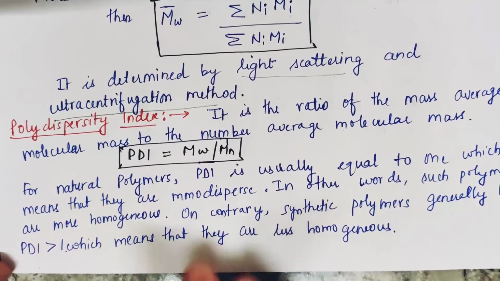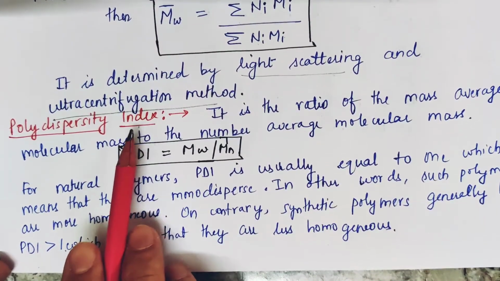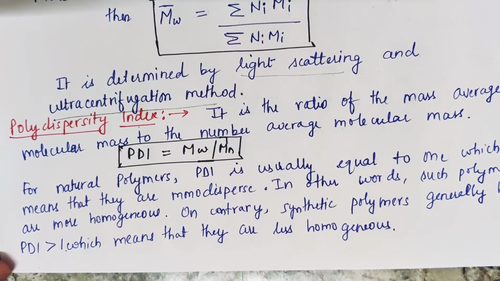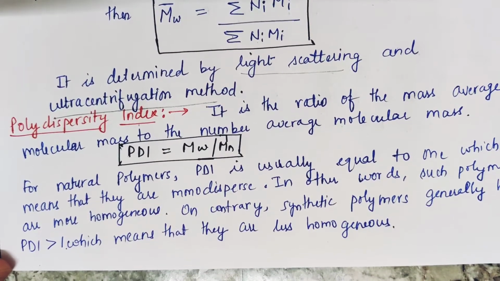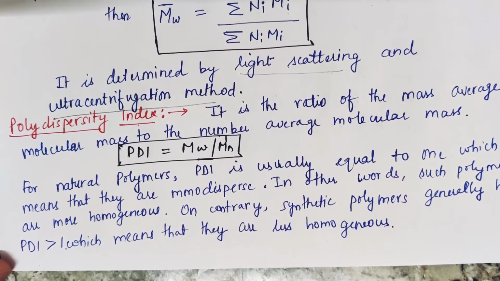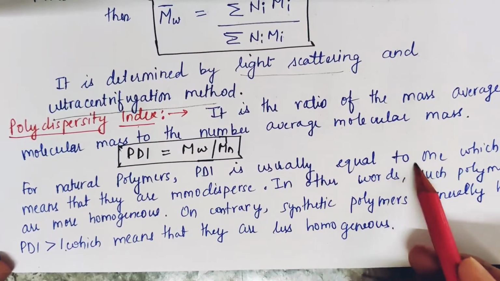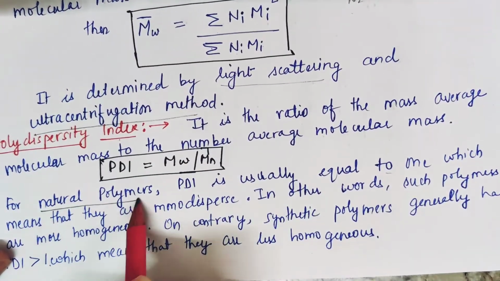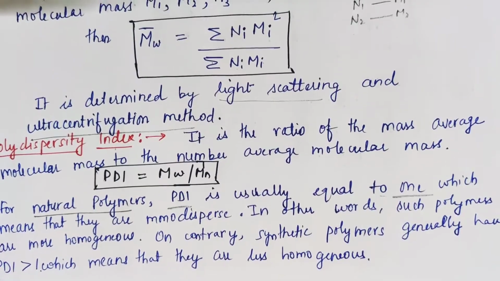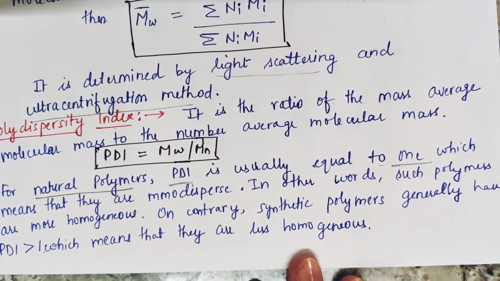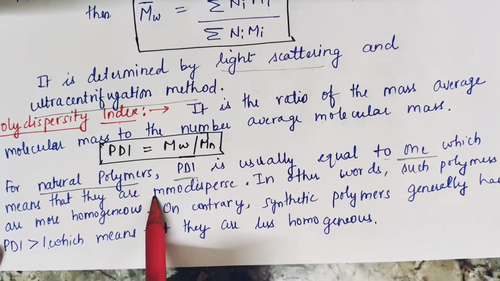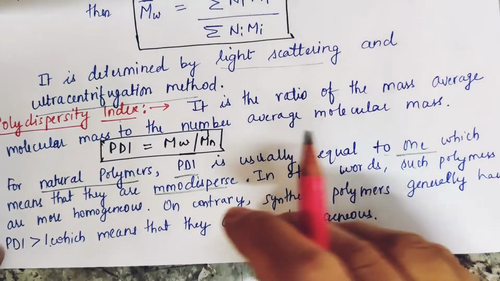Now comes polydispersity index. So polydispersity index is nothing but a ratio of your mass average molecular mass to the number average molecular mass. What happens in case of natural polymers? Your PDI is usually 1. In natural polymers your PDI is 1, which suggests that all the polymeric chains are homogeneous, or you can say monodispersed.